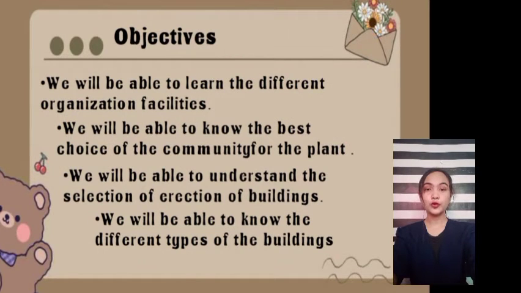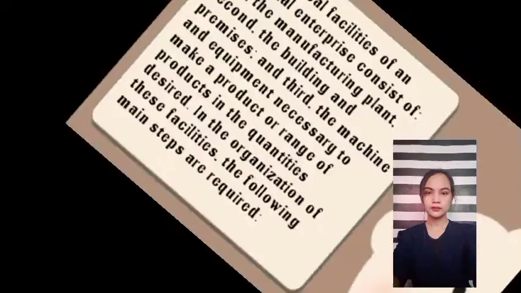But before we start reporting, let us read the objectives first. First, we will be able to learn the different organization facilities. Next, we will be able to know the best choice of the community for the plant. Third, we will be able to understand the selection and erection of buildings. And lastly, we will be able to know the different types of buildings.